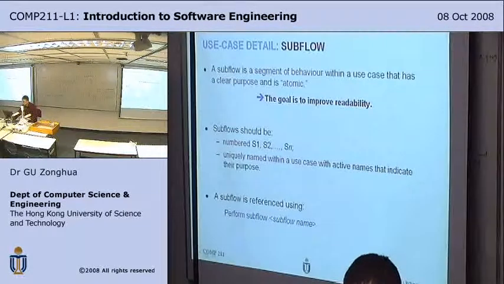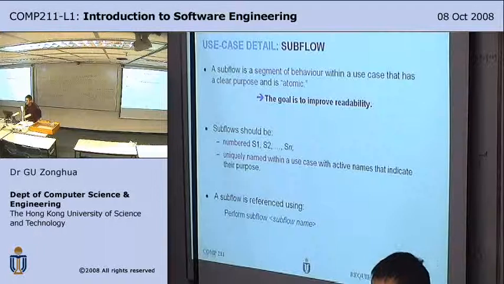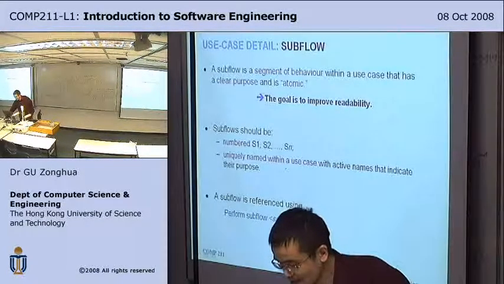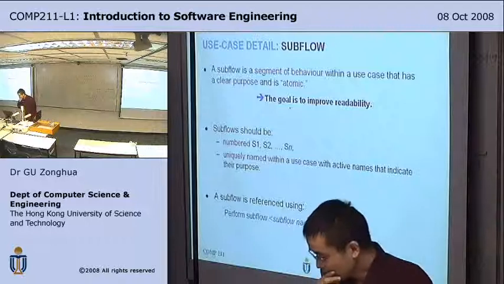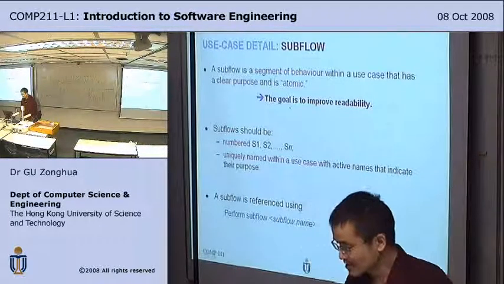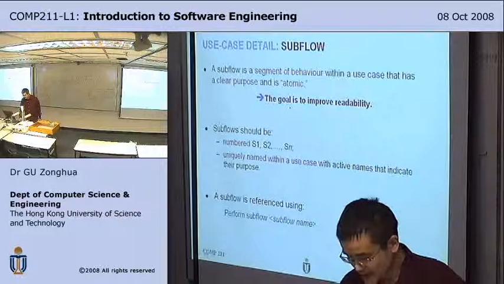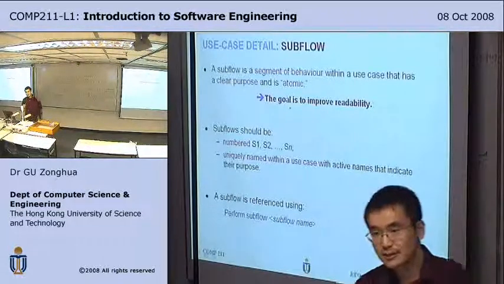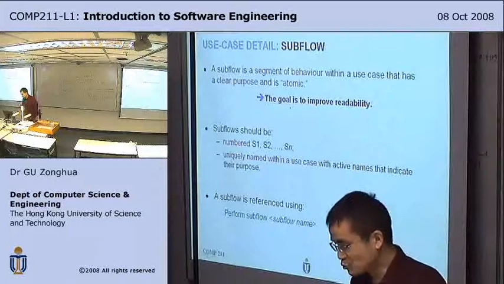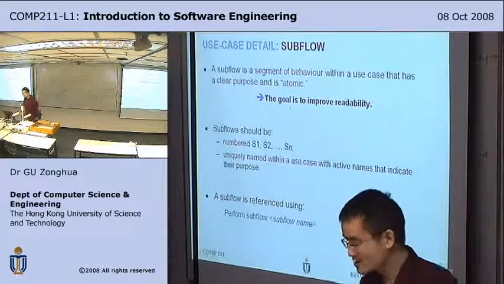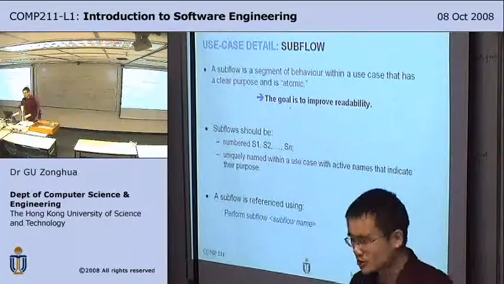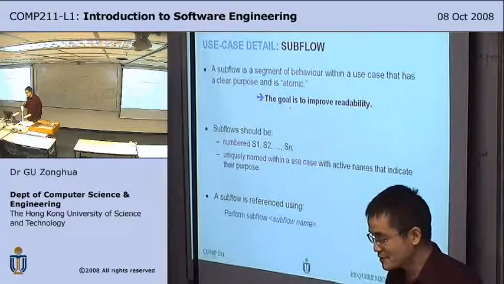A subflow is a segment of behavior within a use case that has a clear purpose and is atomic. Essentially, the goal is to improve readability. That is, you can write a use case flow of events as a long list of steps, or you can pull out some parts of it as subflows, so that the high-level structure of the flow of events is more clear.